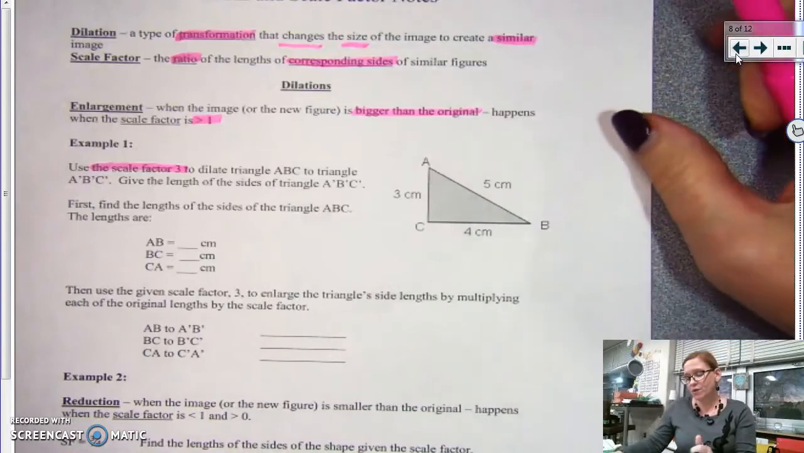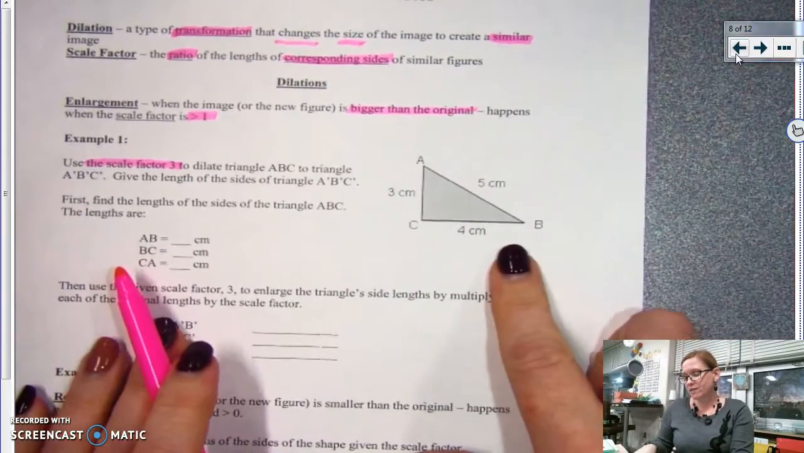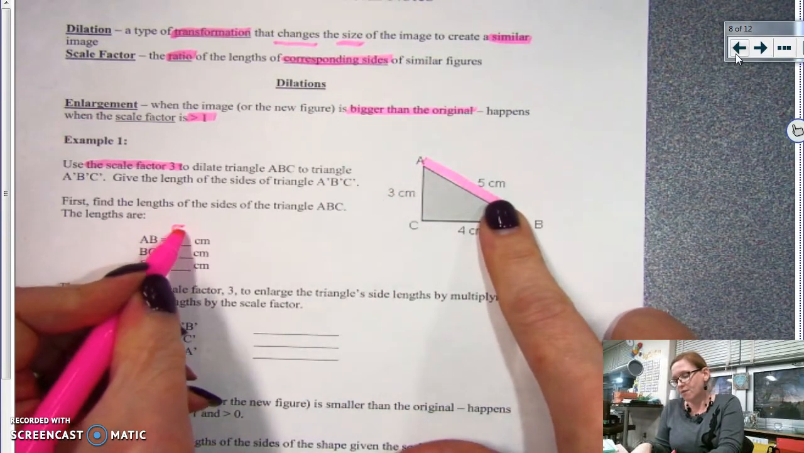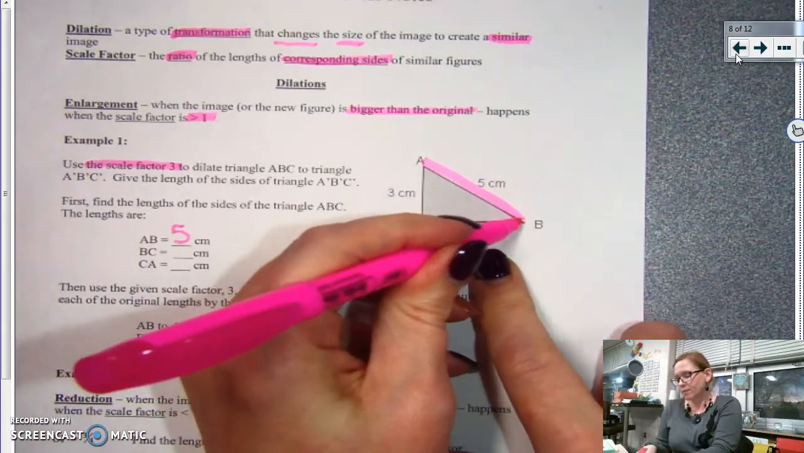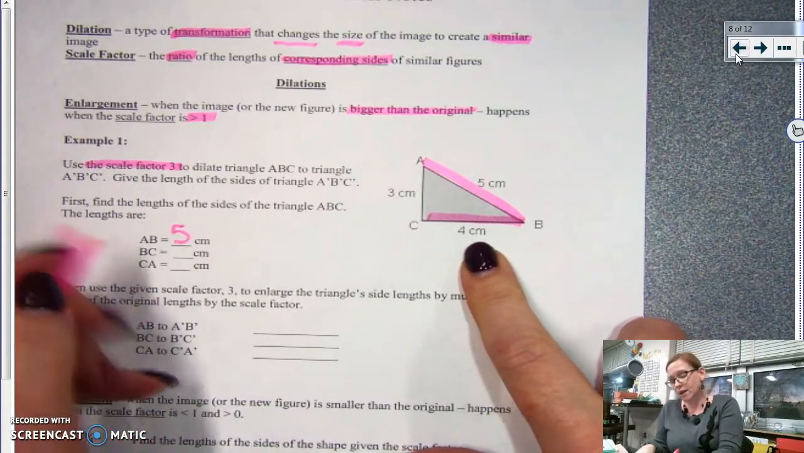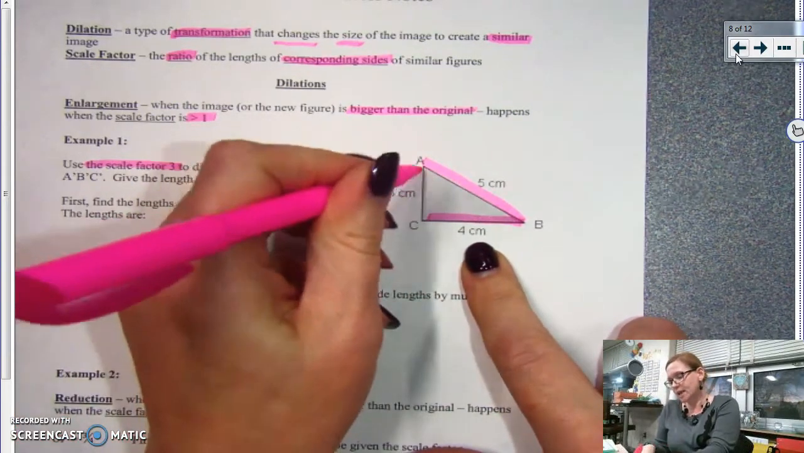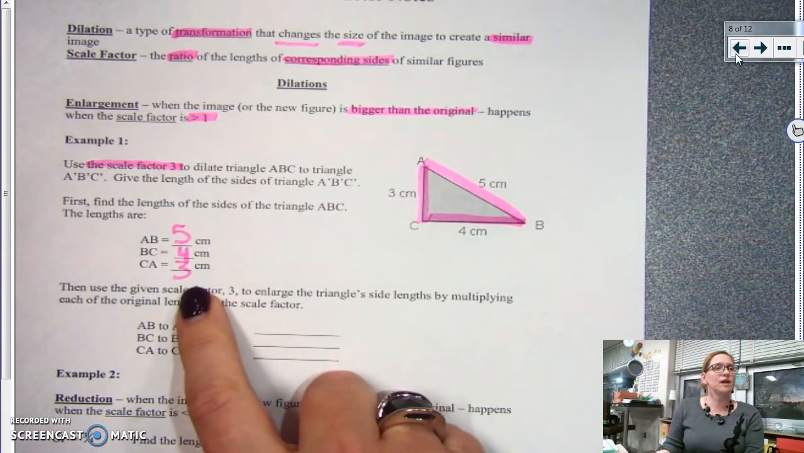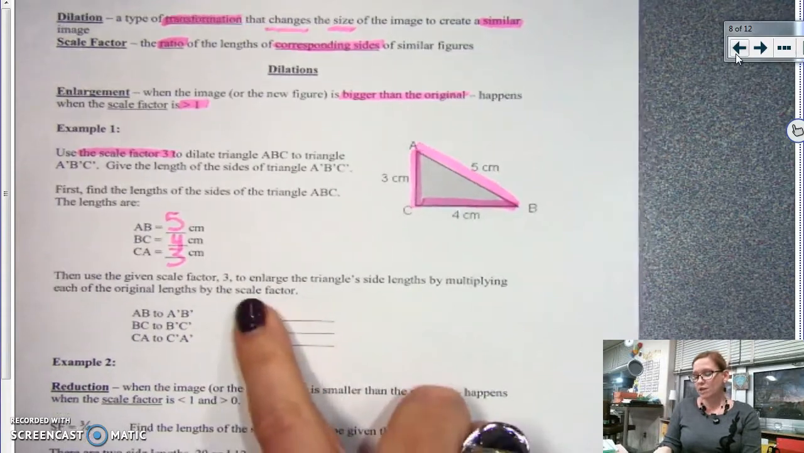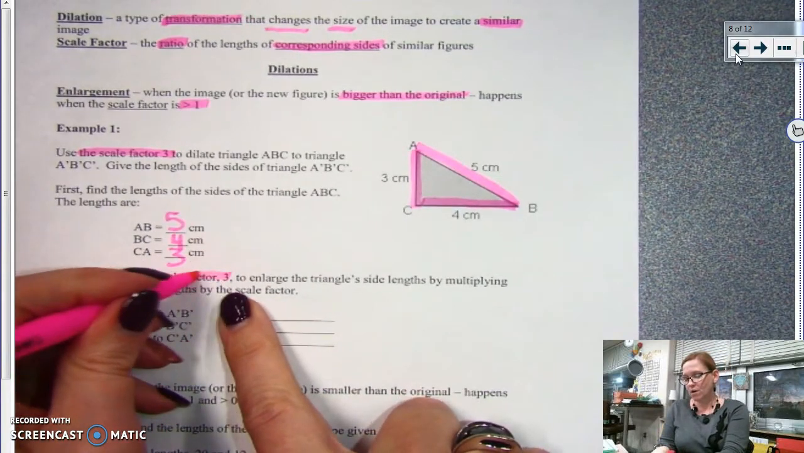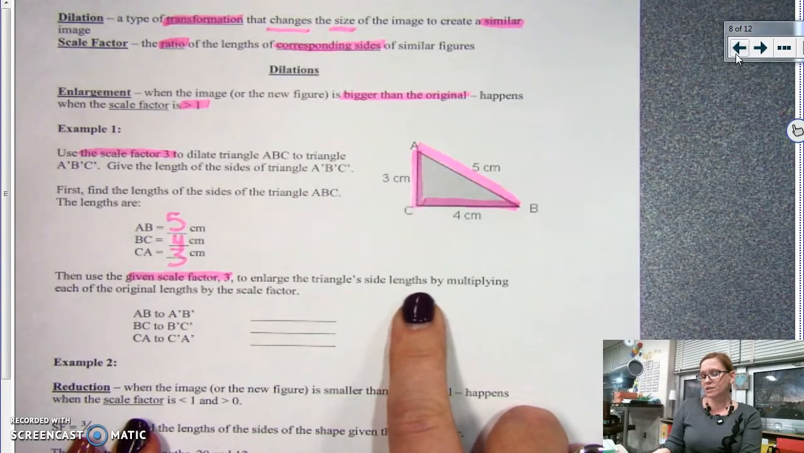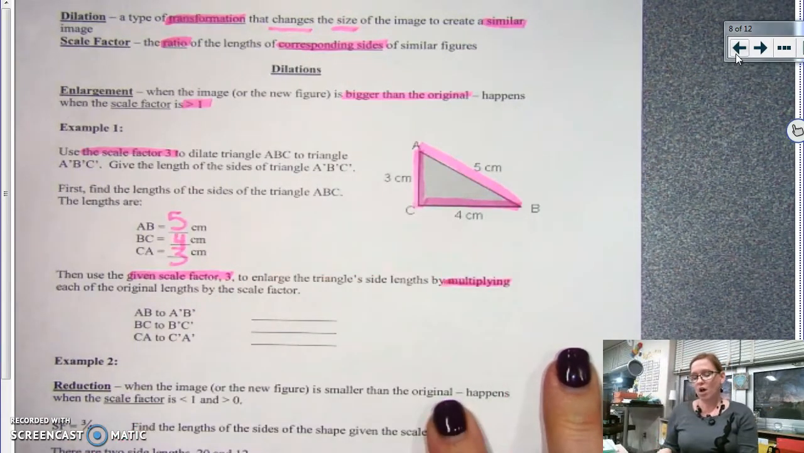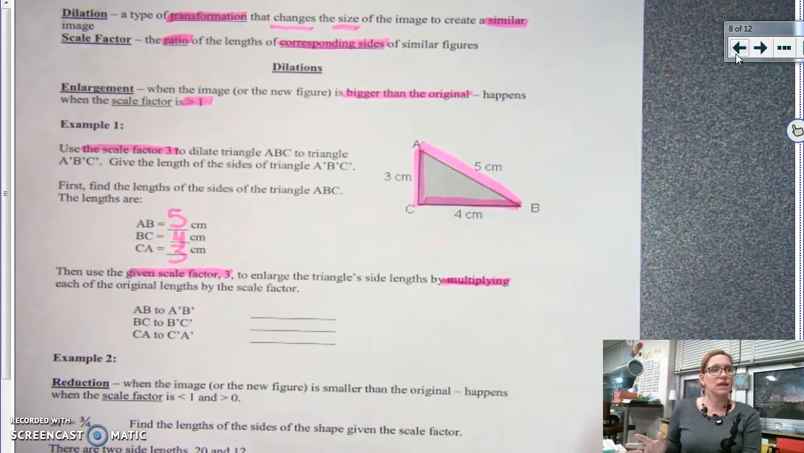All right, so the first thing we would do is find the lengths of the side. AB is right here, so that has a side length of 5. BC is right here, has a side length of 4. And CA is right here and has a side length of 3. So the first thing we do is we identify our side lengths. Now we're going to use our scale factor to get the enlarged side lengths. And how do we do that? We use multiplication to help us get from the original to the new.